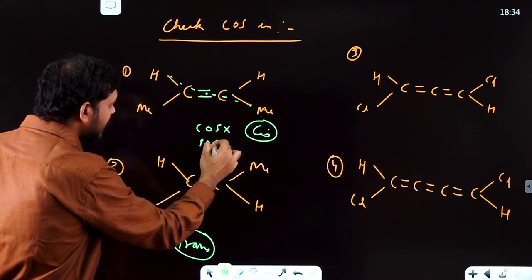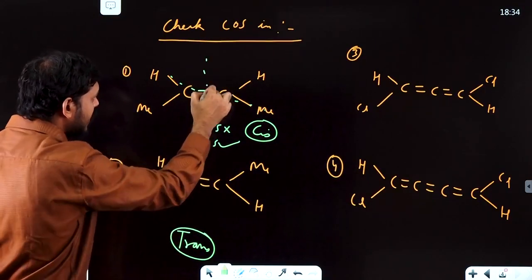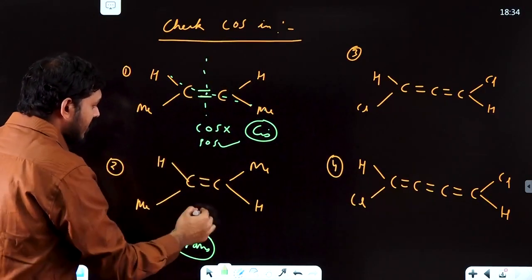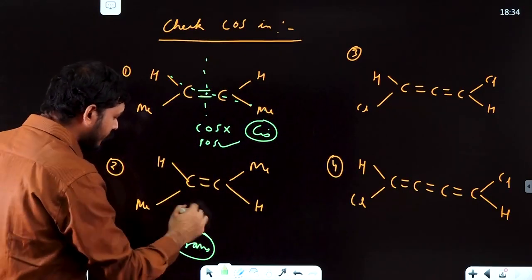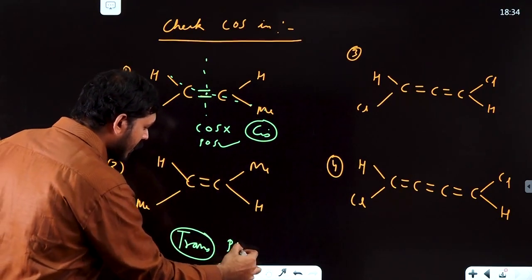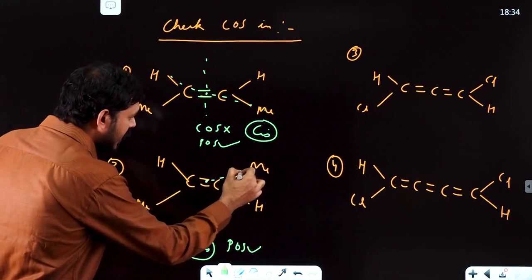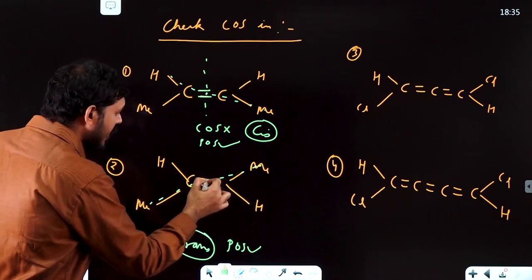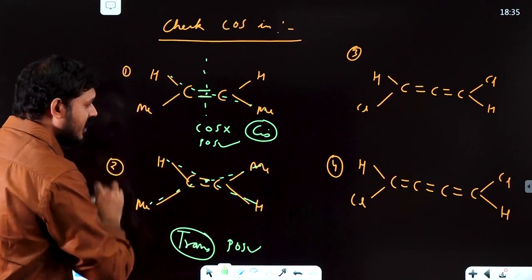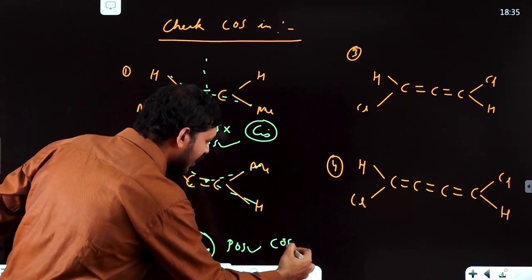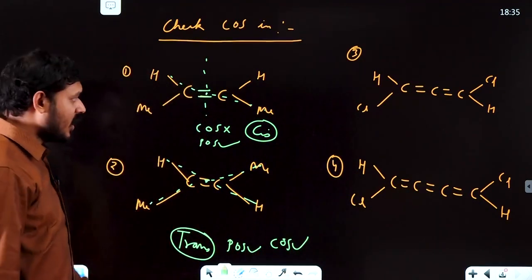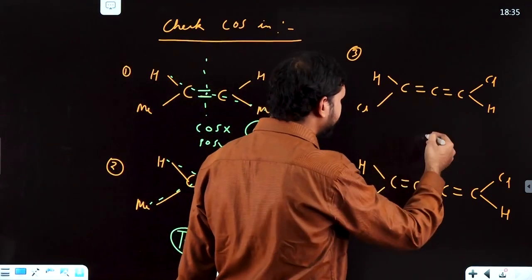It was having POS, right? Molecular plane, or in this plane. Now in this case, if I cut from molecular plane, it is having POS. Okay, now check COS. From this, I can see methyl here, I can see methyl here, I can see hydrogen here, I can see hydrogen this side. So it is having center of symmetry as well. Clear? Okay, done.